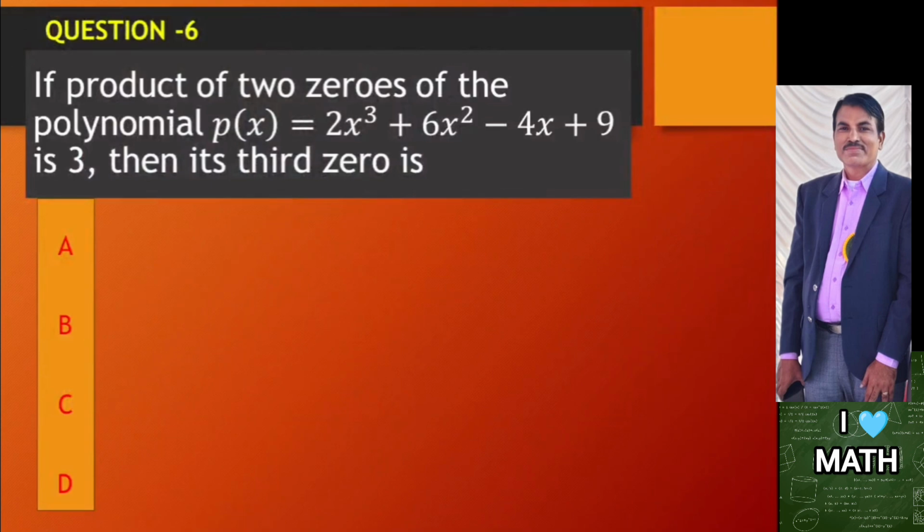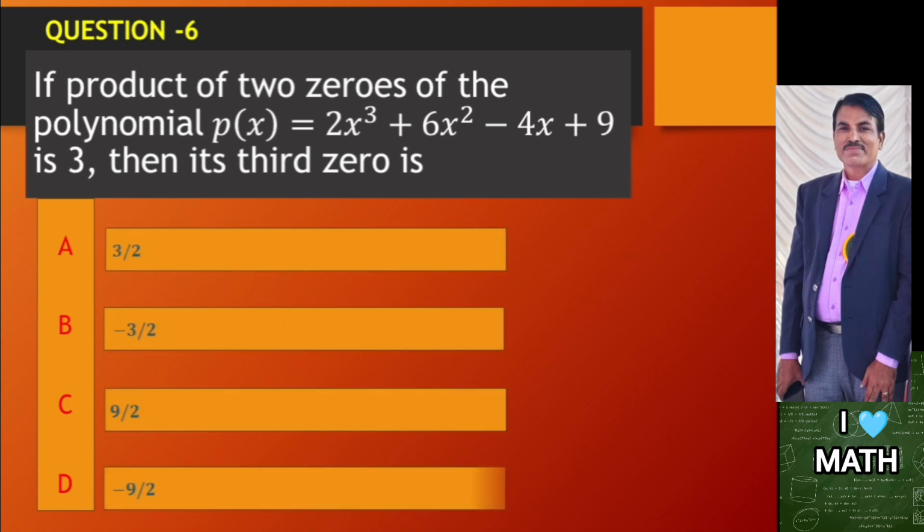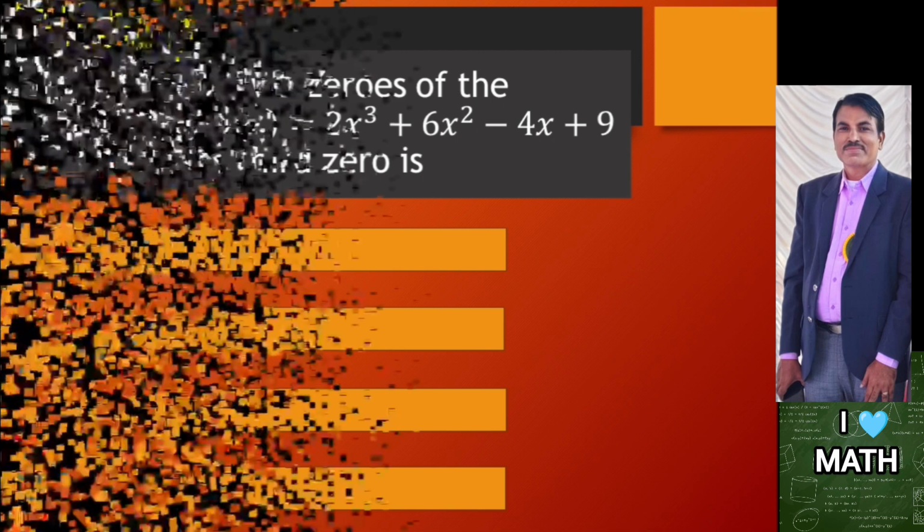If product of 2 zeros of the polynomial p of x equal to 2x cube plus 6x square minus 4x plus 9 is 3, then the third zero is dash. Product of 2 zeros are already given, asking the third zero. Here are the 4 options in front of you, 3 by 2, minus 3 by 2, 9 by 2 and minus 9 by 2. You need to calculate and find the third zero. Here is the next question, number 7.